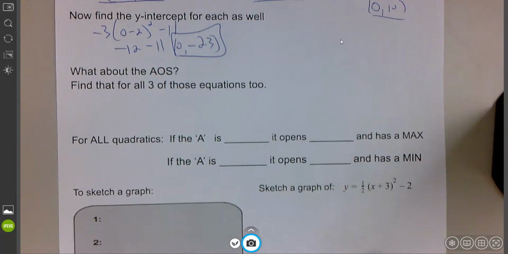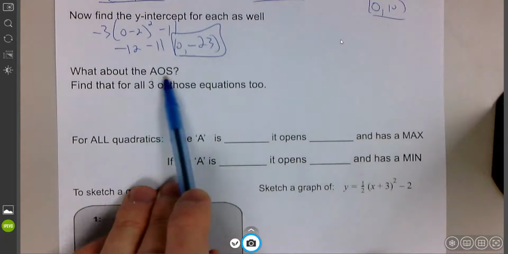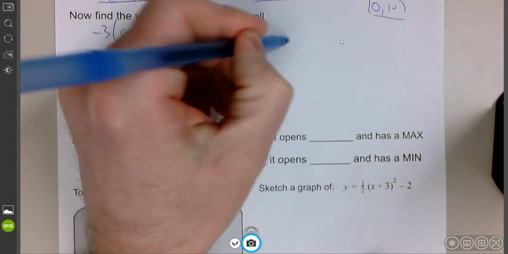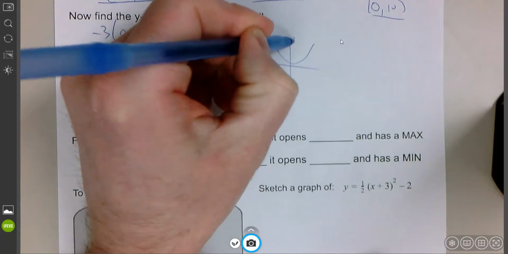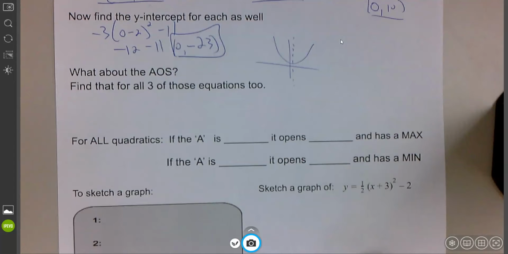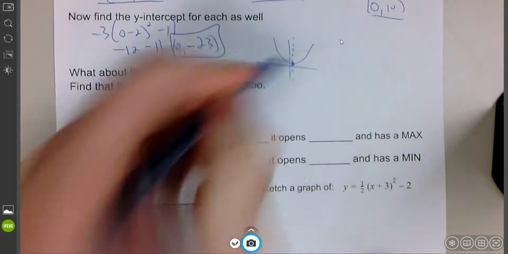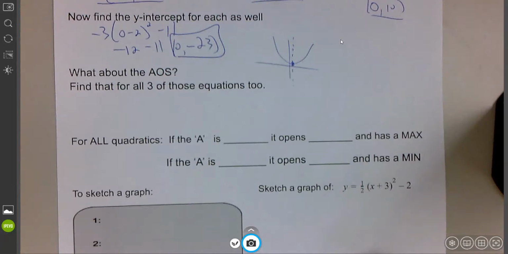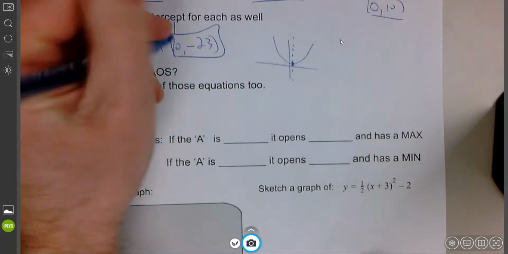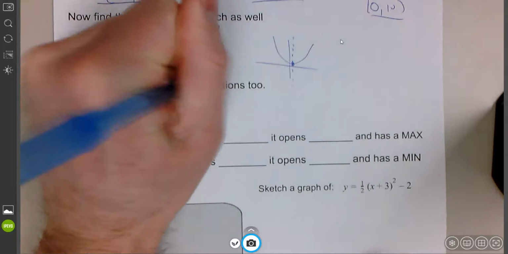Well, just like before, the axis of symmetry cuts our parabola in half. Remember, here is our parabola. The axis of symmetry will always cut our parabola in half. So it always goes through the vertex. So if we already have the vertex, we already have the axis of symmetry. It's always h. The axis of symmetry is x equals h.